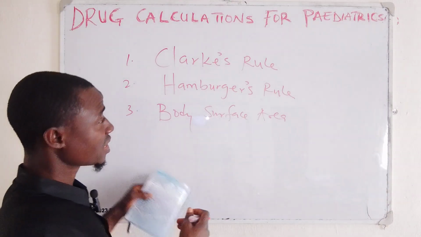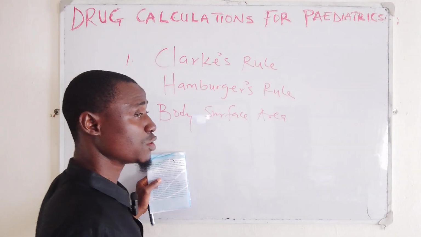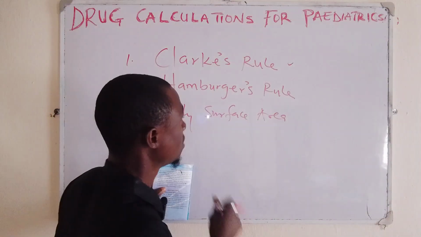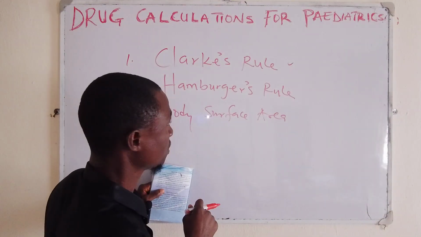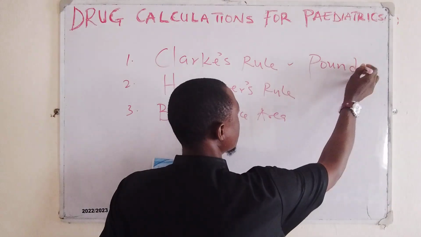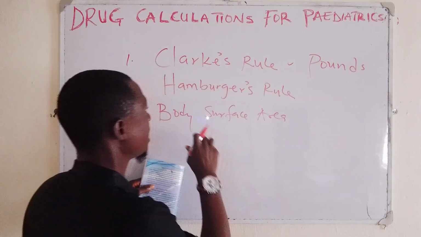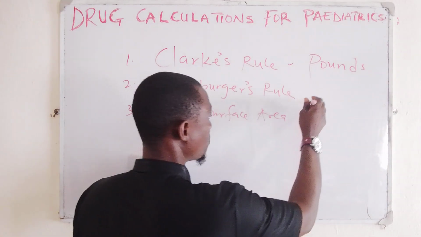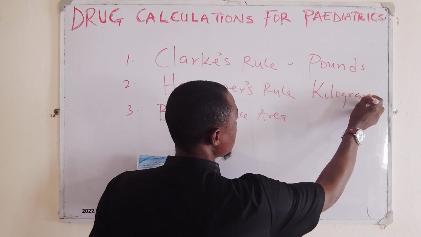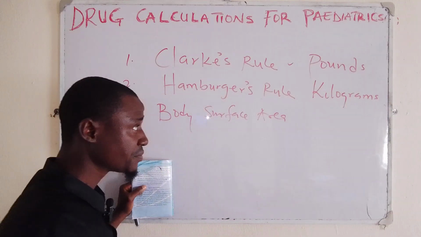They are not the same in terms of the unit of weight measurement. In the case of Clarke's rule, the weight is considered in pounds. Then in Hamburger's rule, the weight is considered in kilograms.